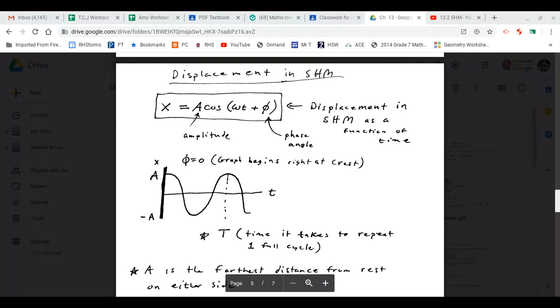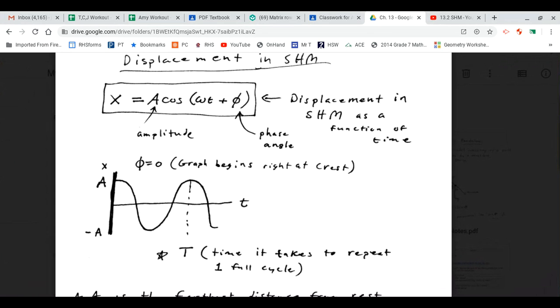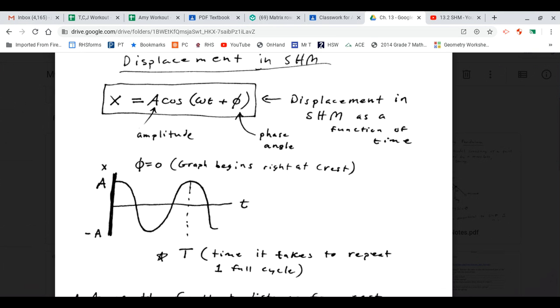We're going to continue on the next part of section 13.2. This is going to focus on the position, velocity, and acceleration time functions while something is in SHM. So let's start with the position time function of an object oscillating in simple harmonic motion.